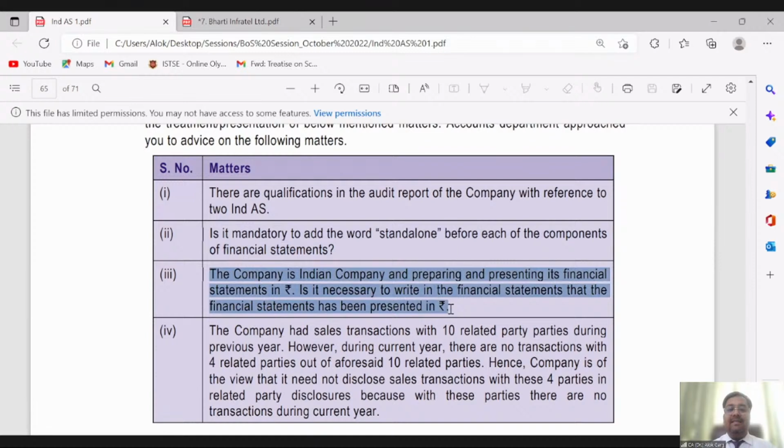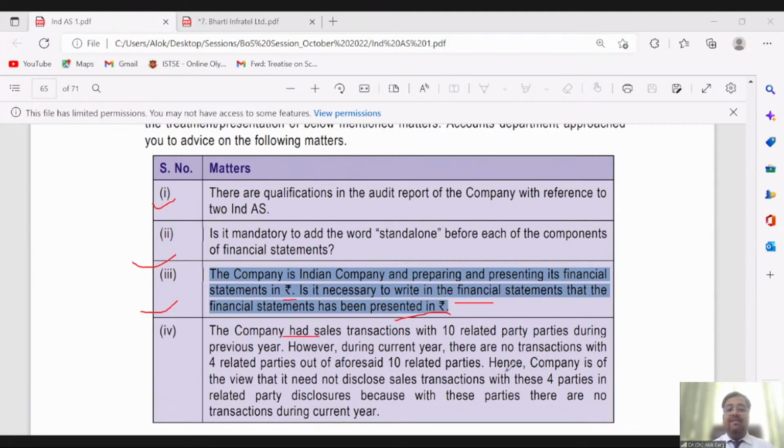Third, the company is an Indian company and is preparing and presenting its financial statements in rupees. Is it necessary to write in the financial statement that the financial statements are presented in rupees? Yes. Level of rounding off and currency needs to be disclosed, right?